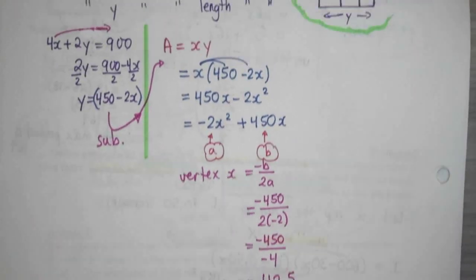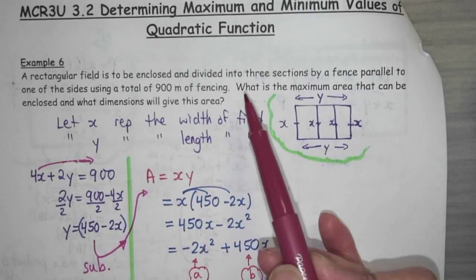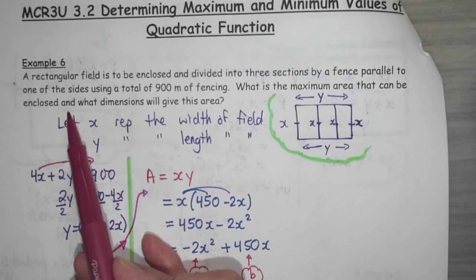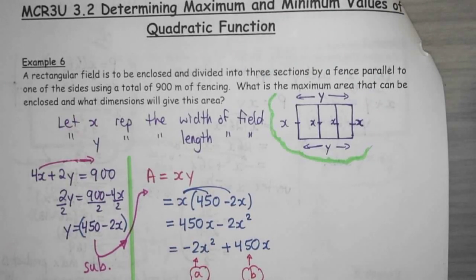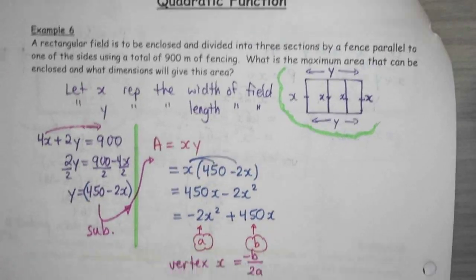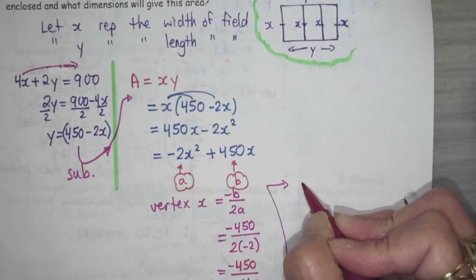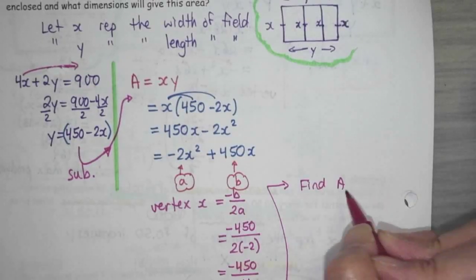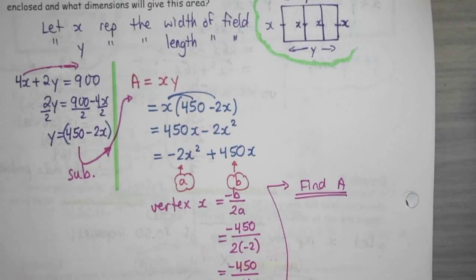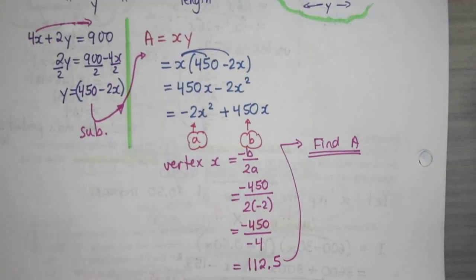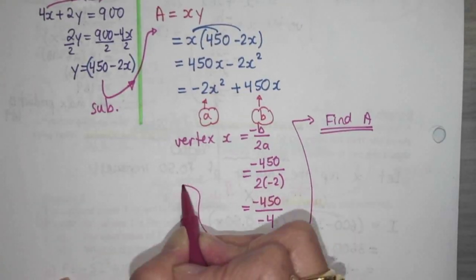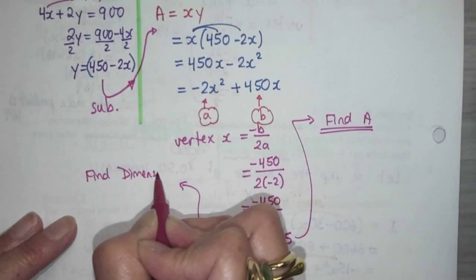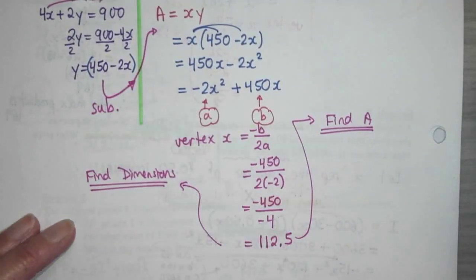At the vertex. Okay. What is the maximum area that can be enclosed, and what dimensions will give this area? So I want you to find everything. Right? So we have to find area. Okay? And dimensions. So we also want to find dimensions. So over here, find dimensions. When I say dimensions, what does that mean?